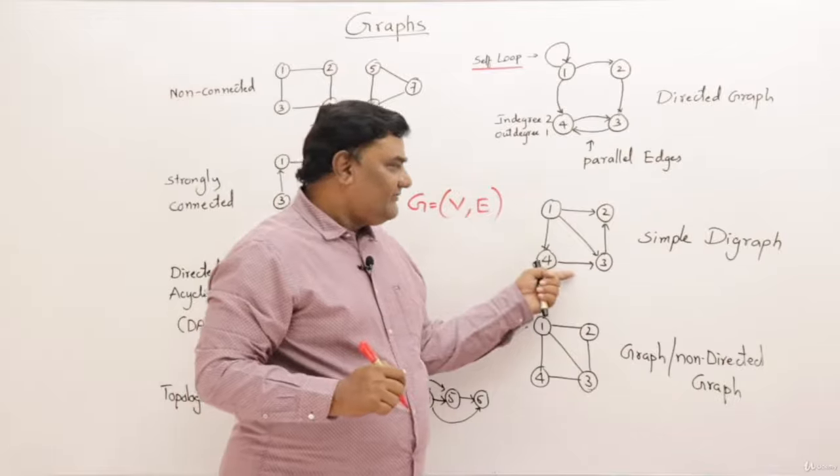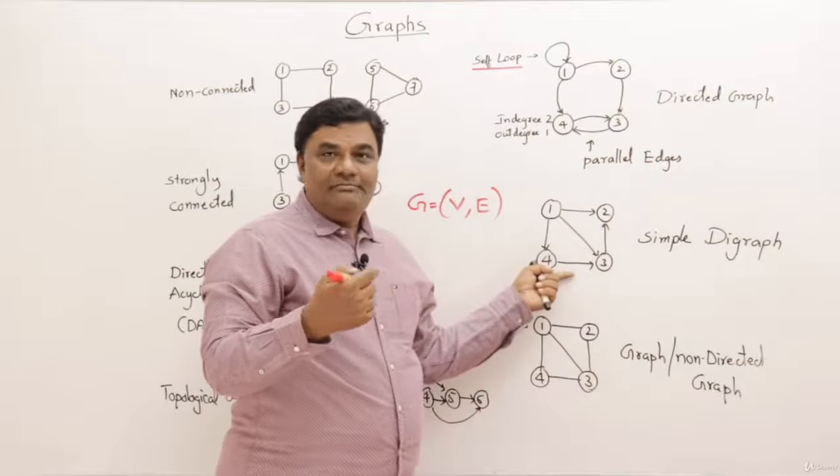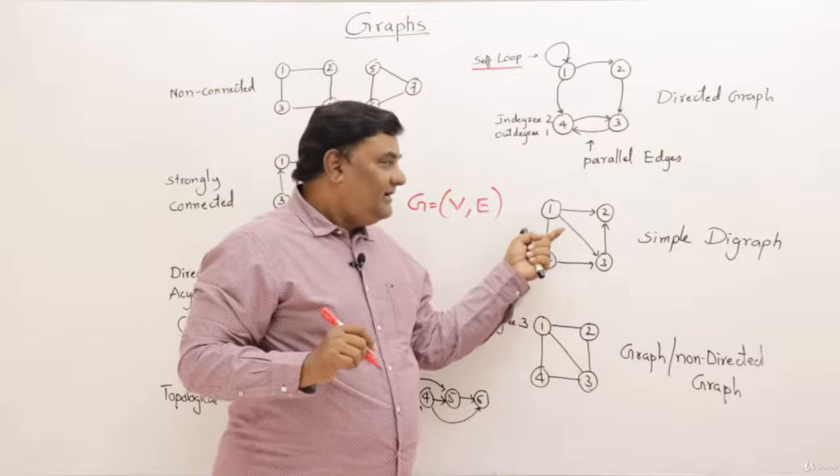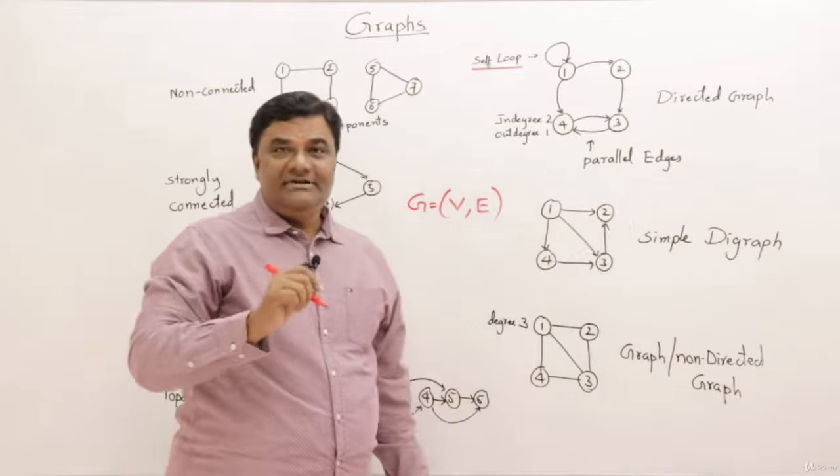Now let us come to this graph. This graph does not have a self loop and there are no parallel edges. So without self loops and without parallel edges, a graph is called a simple graph.